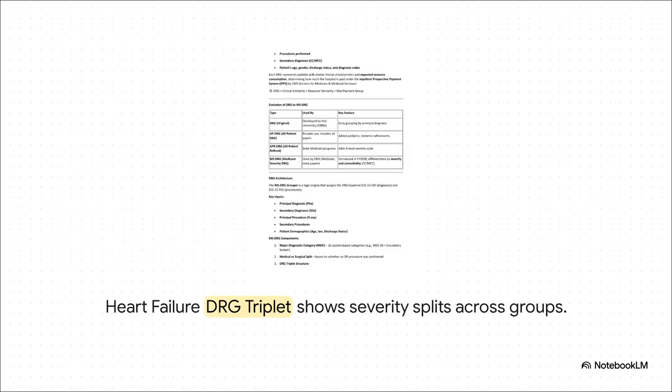Let's make this abstract concept totally concrete. Take a look at this classic example from our source material, the heart failure DRG triplet. Check out DRGs 291, 292, and 293. They are all for patients admitted with heart failure and shock. Literally, the only difference between them is the severity tiering driven by those secondary diagnoses. DRG 291 is with MCC, that's your highest severity. DRG 292 is with CC for medium severity, and DRG 293 is without CC or MCC for the lowest severity. Capturing just one single MCC condition completely changes the final DRG assigned.